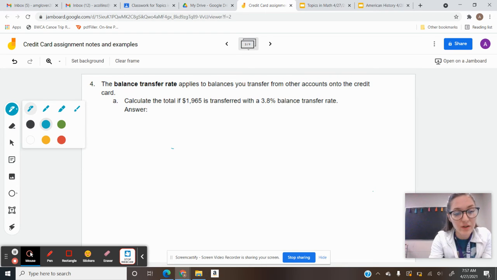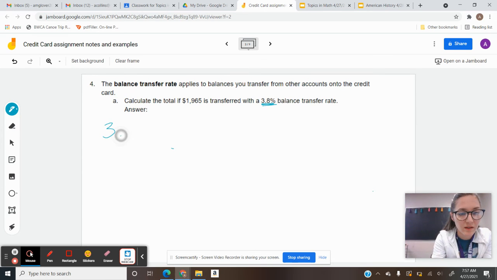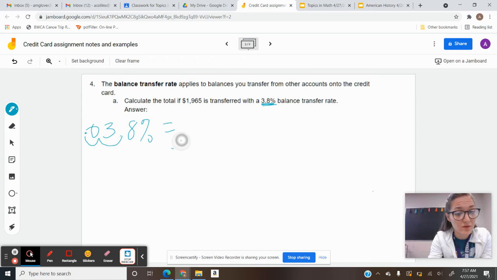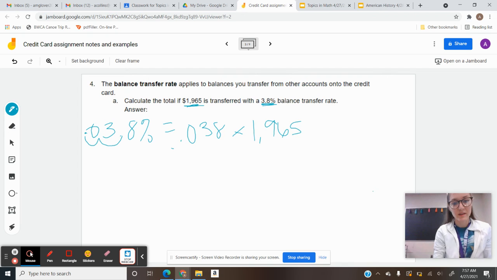In order to do this, you're going to do the same steps. First, you have to take that percent and make it into a decimal by moving it 2 places to the left. All right, so 3.8% transferred into a decimal is actually 0.038. Now we're going to take our decimal multiplied by our balance, which is 1,965. Ooh, this person had a lot on their existing credit card. So they transferred that from an old card to their new card.